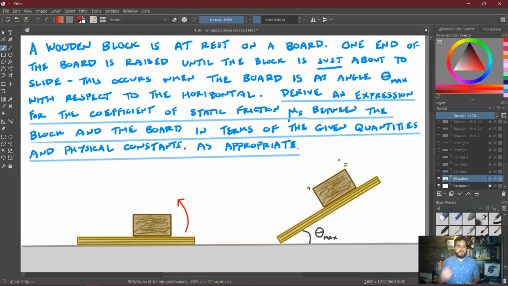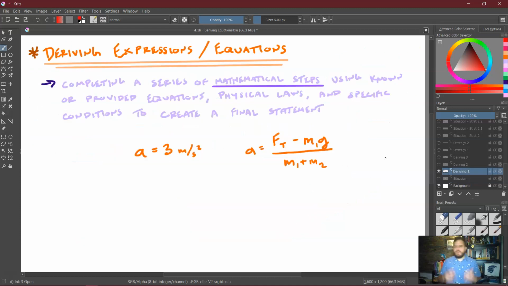We want to derive an expression for the coefficient of static friction, mu sub s, between the block and the board in terms of given quantities and physical constants as appropriate. So what exactly does deriving an expression or an equation even mean? Well, essentially, it's asking us to complete a series of mathematical steps using known or provided equations, physical laws like Newton's laws, for instance, and specific conditions with the particular situation we're looking at to create some sort of final statement, saying blank is equal to blank.